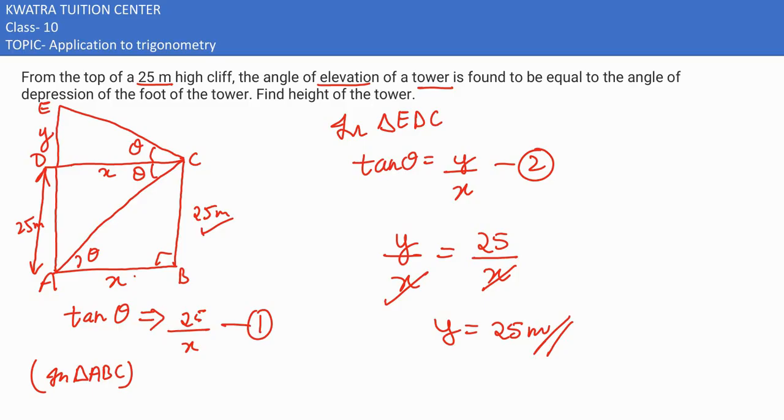So now what we can understand is that the total height of the tower would be 50 meters. The height of the tower would be 50 meters because this is 25, plus this is 25, 25 plus 25, so it would be 50 meters.